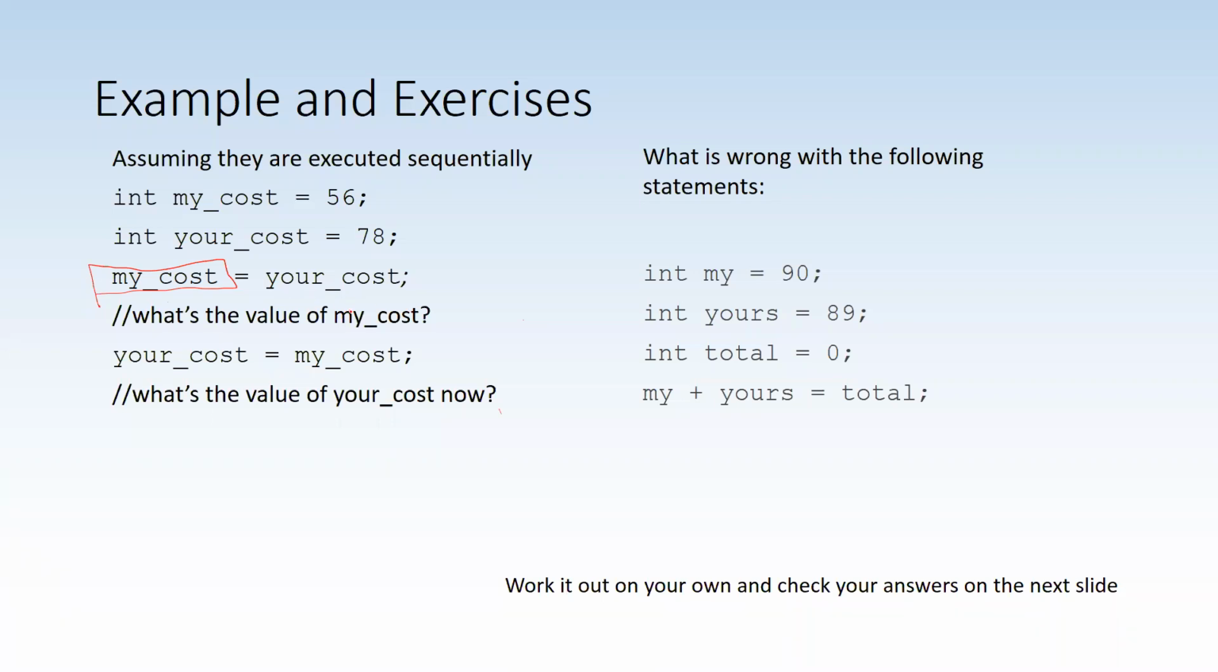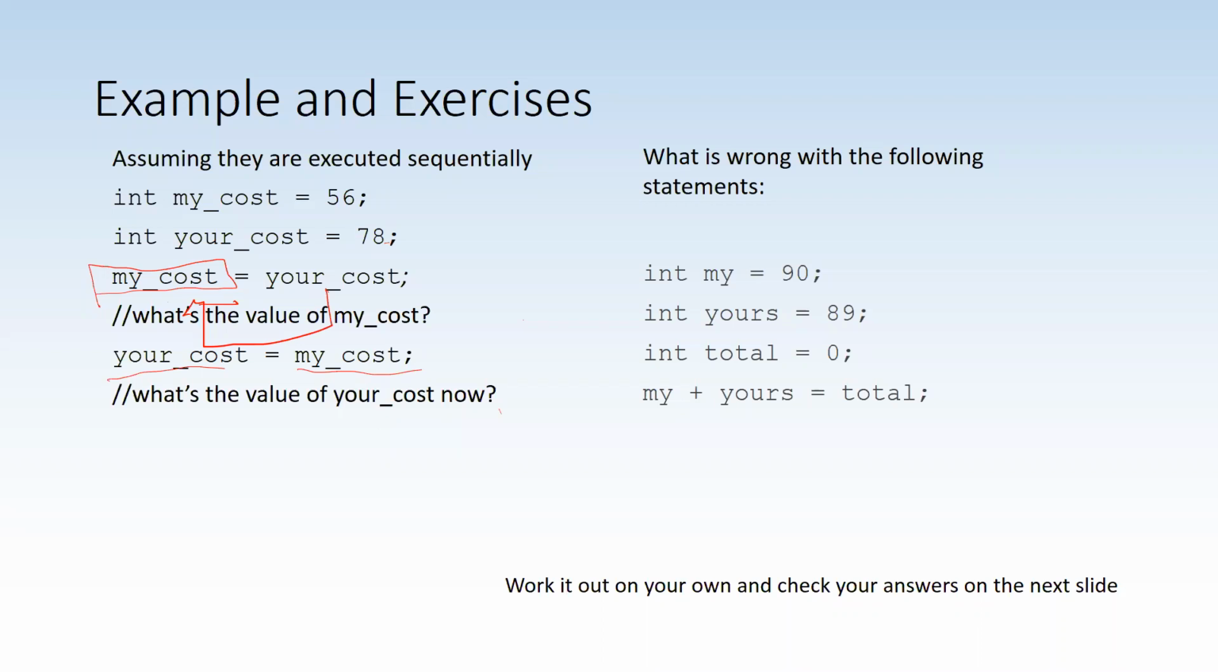78. So what is it? 78. Yes, because you're assigning the value in your cost to the location named my cost. So you put 78 there. And what about this one? What is in your cost? My cost is in your cost, so that's 56. Is it 78 still? 78 still.